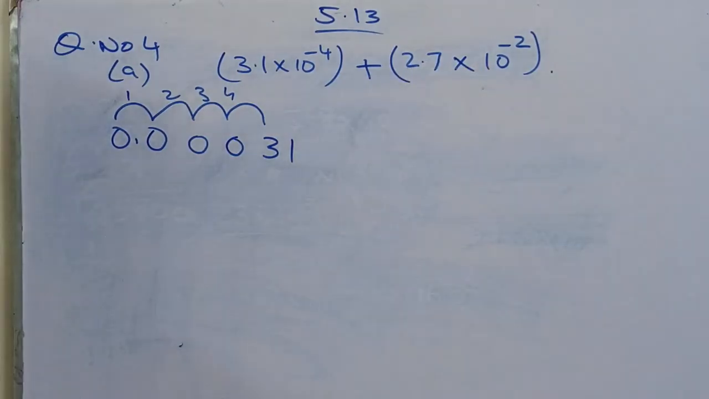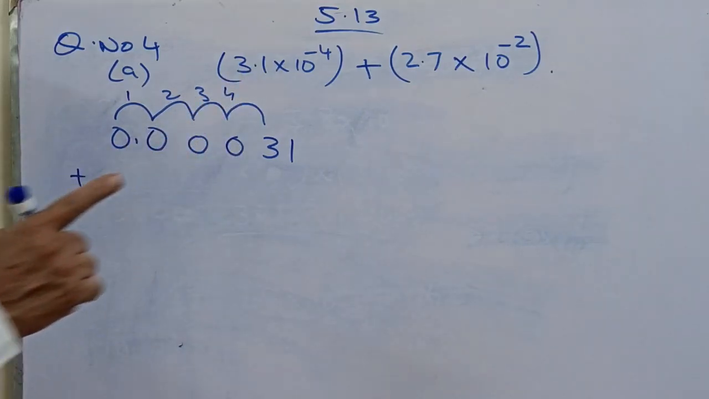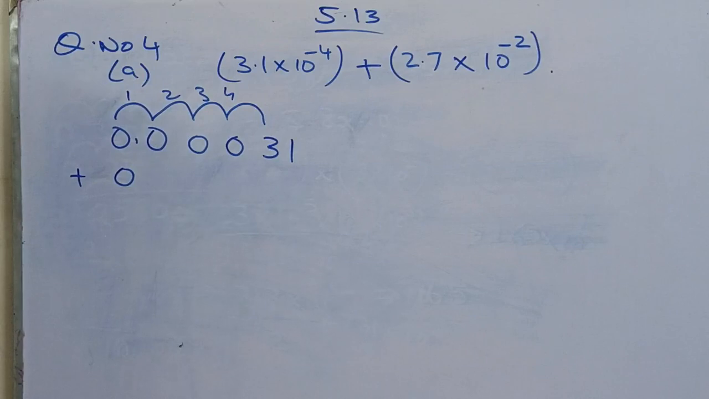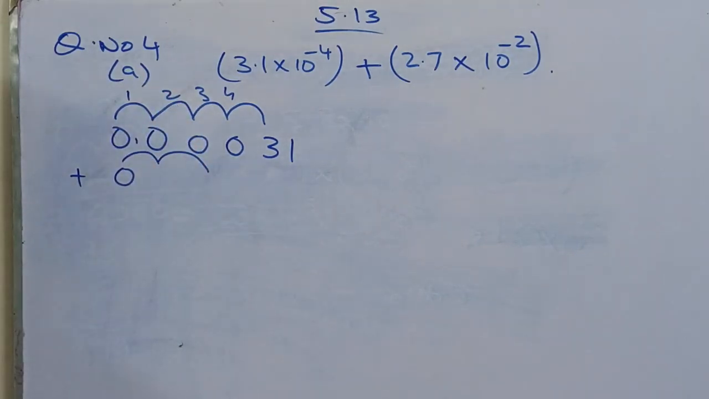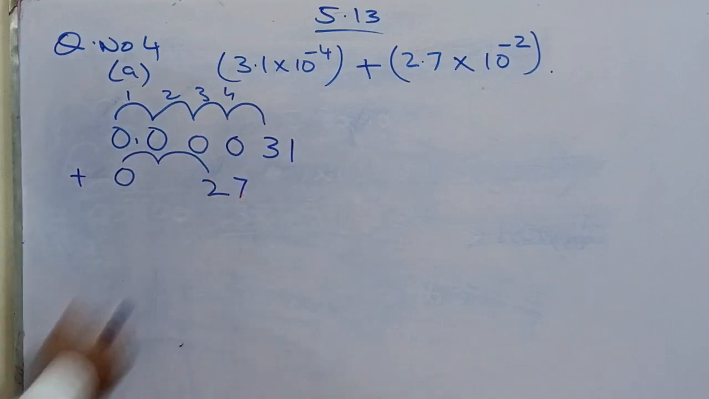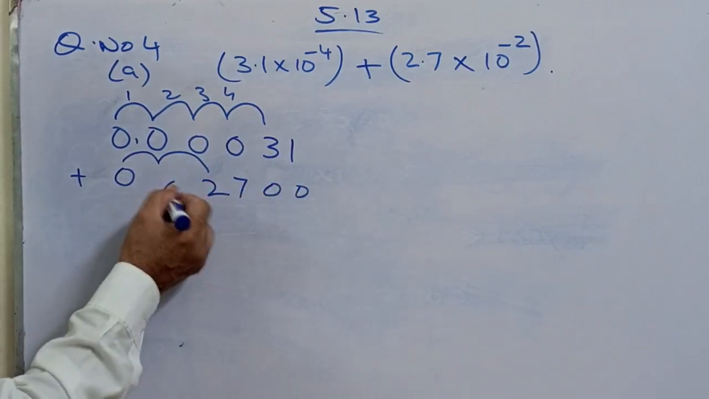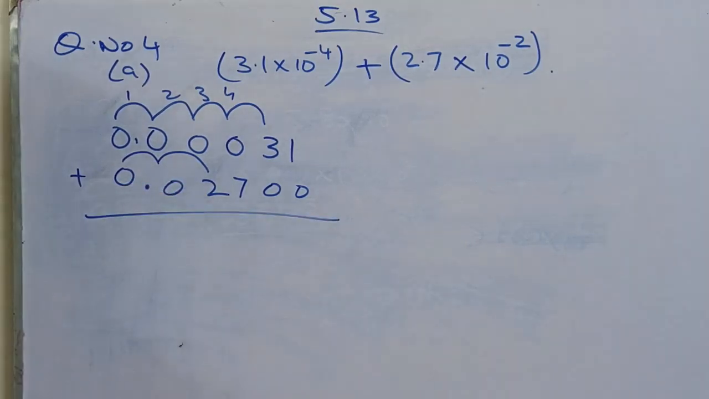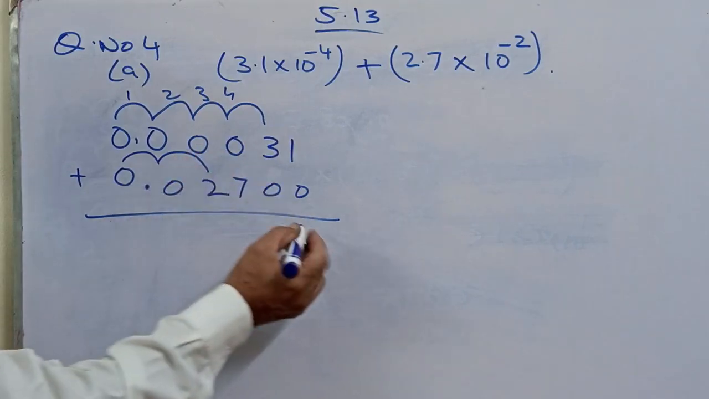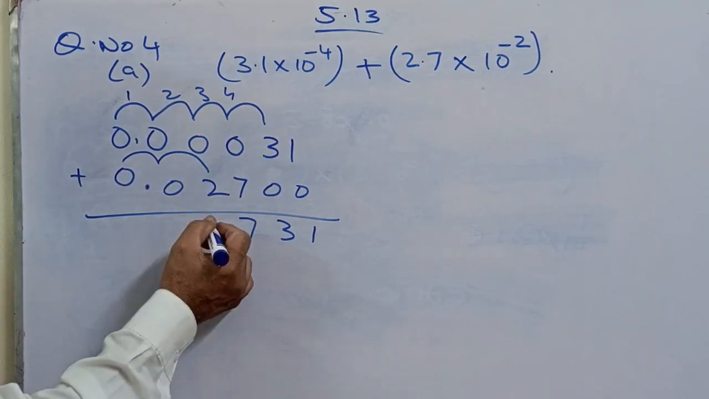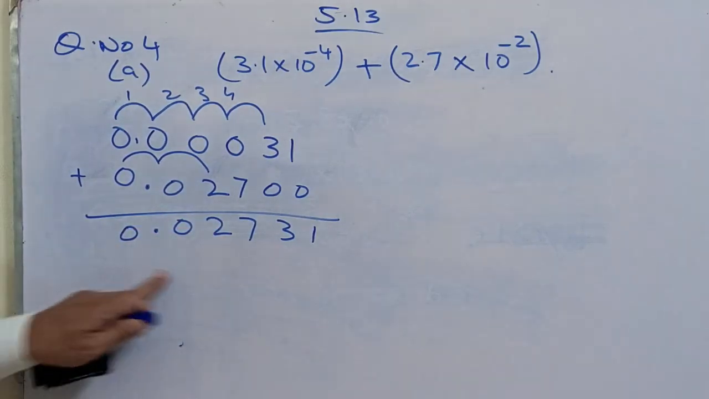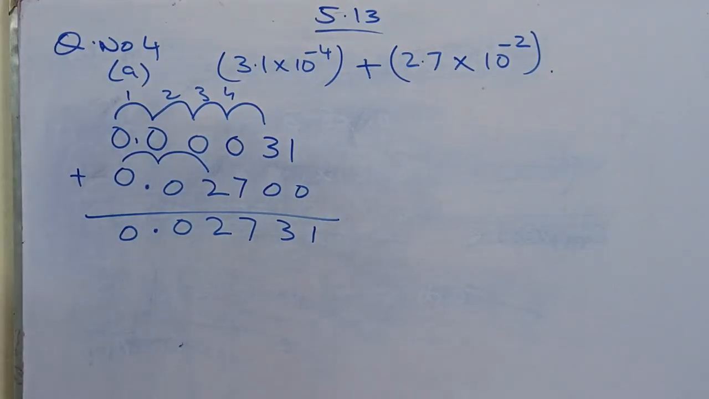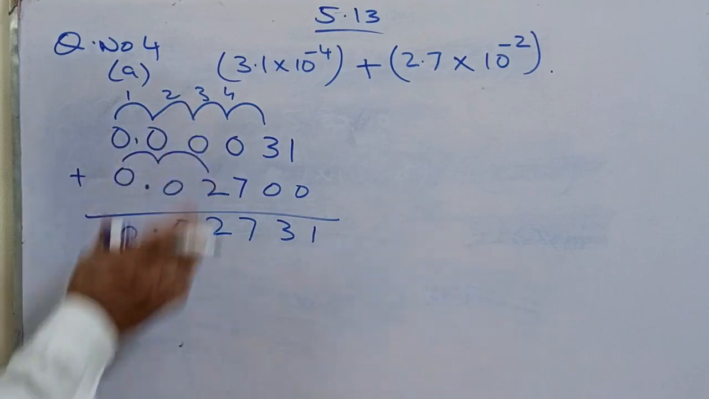Now we have to add 2.7. It is 2.7, and the power is minus 2, so 1 and 2, like this. Now 2 will come over here and 7 over here. And then of course there are zeros, and the point will lie over here. Now you can simply add these. It will become 3, 7, 2, 0 and point. Now you see how I solved this question.